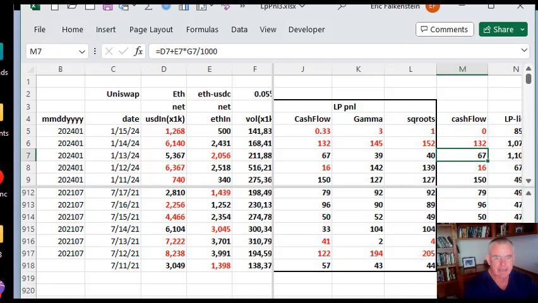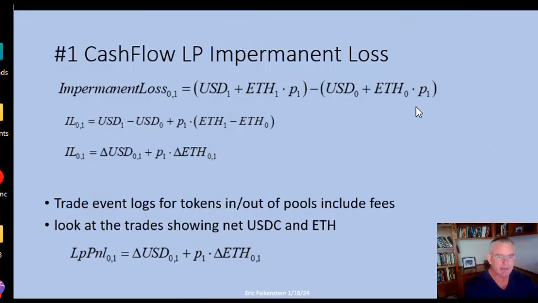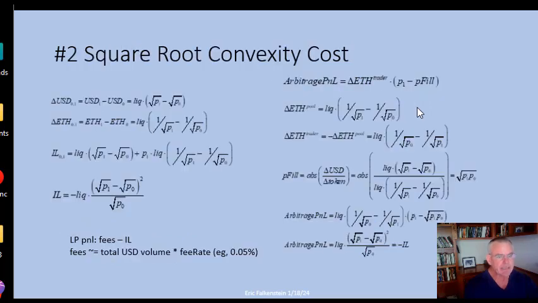And you can calculate it every day, every hour, week, month, whatever you want. So that's P&L calculation number one, and pretty straightforward. Now the second one is a little more complicated, and this is convenient to use too.